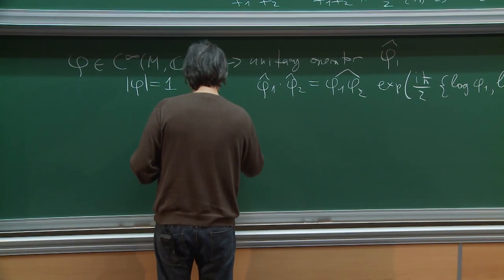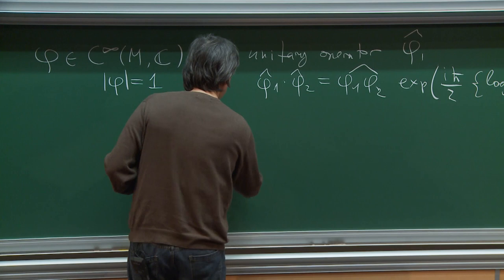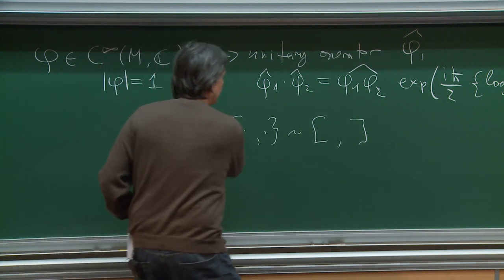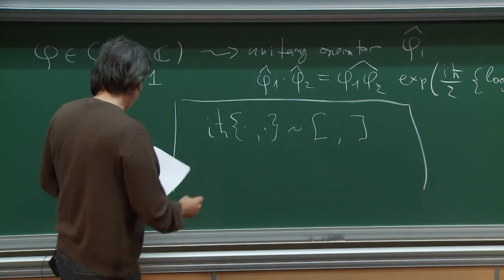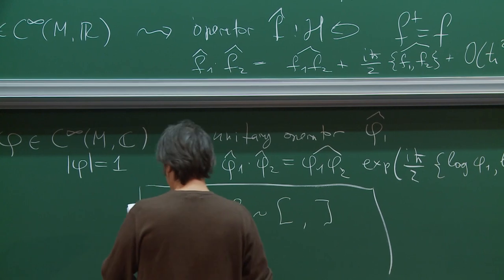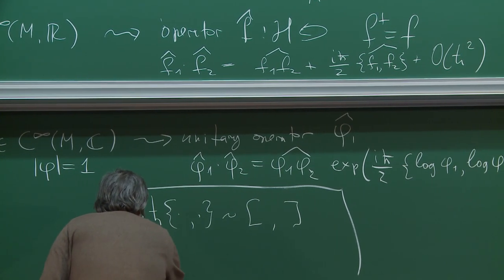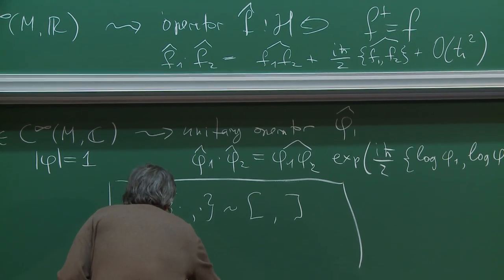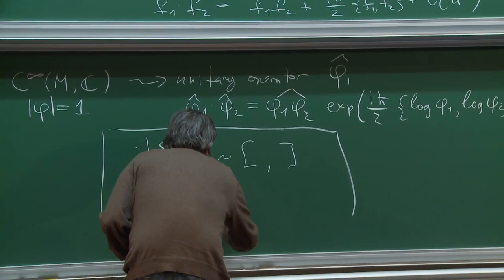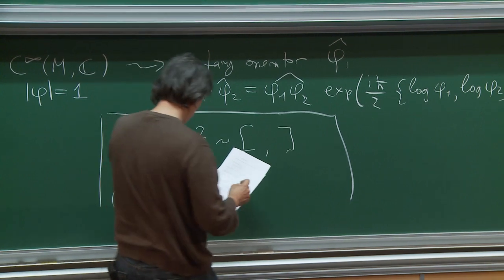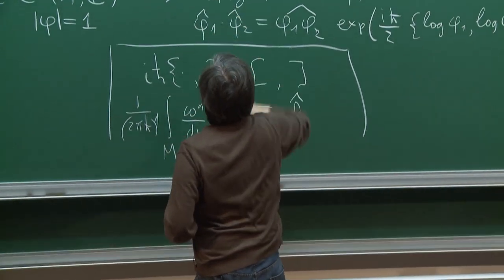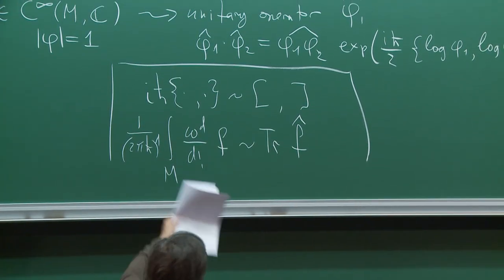So what are the basic rules? e to the i h bar of the Poisson bracket is more or less the same as the commutator of operators. And also, I write a formula for the dimension. One can write that 1 over (2 pi h bar) to the power d, times the integral over M of omega to the d over d factorial, of some function f, is again very close to the trace of f hat. Yeah, so those are the basic rules.